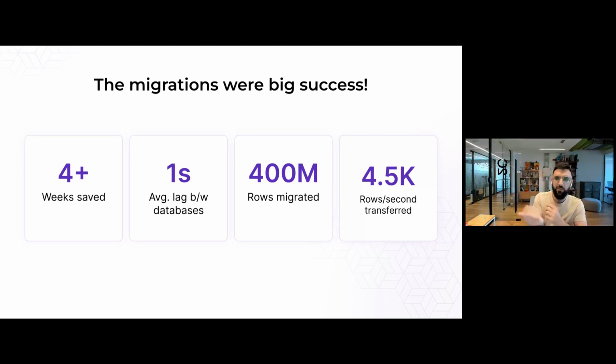We migrated around 400 million rows, without counting all the tests that we did. And for our critical database, we averaged around 4.5 rows a second. Again, that was on the slow side because we were migrating clusters in different data centers, but it can be much faster than that.